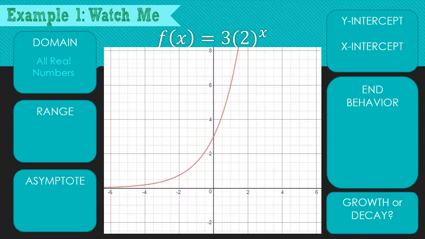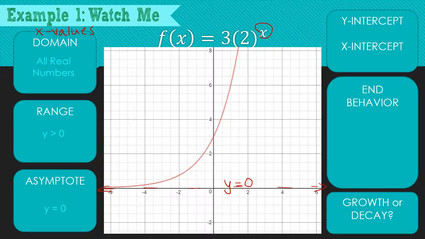X values. In this case, my x values are all real numbers. That's always true for the domain of an exponential function because I can plug in any value I want for x. There's no limitations. But my range is limited by my asymptote. Here my asymptote is hugging the x-axis, which is my line y equals 0. So my graph is going to take on any y value above that asymptote. So y is greater than 0.